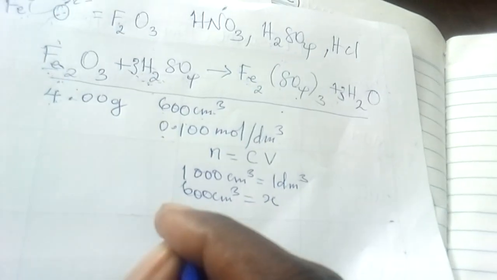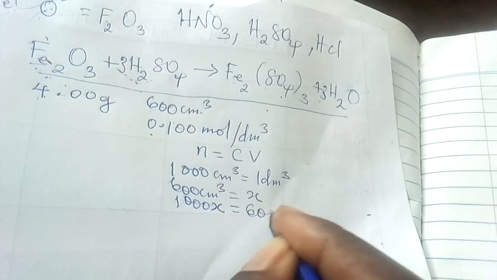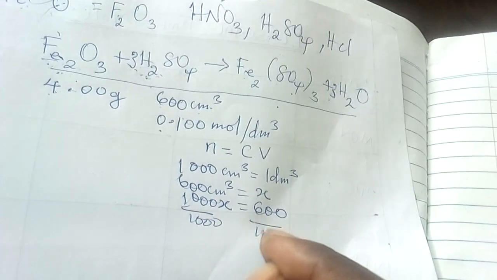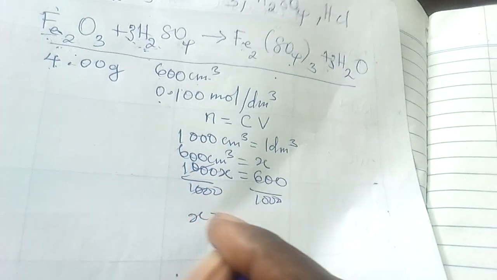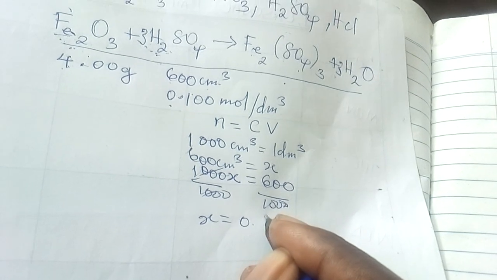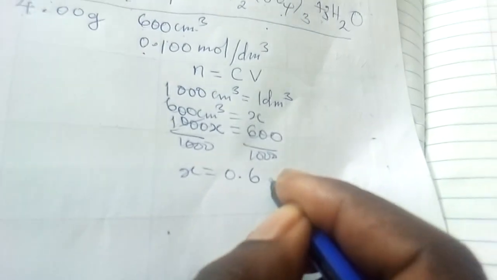So we need to cross multiply there. We have 1000x equals to 600. Then you divide both sides by 1000, and what you have is 0.6 decimeter cubed.